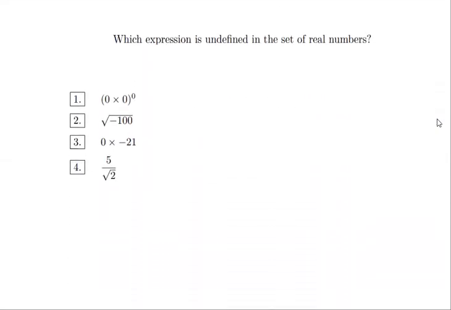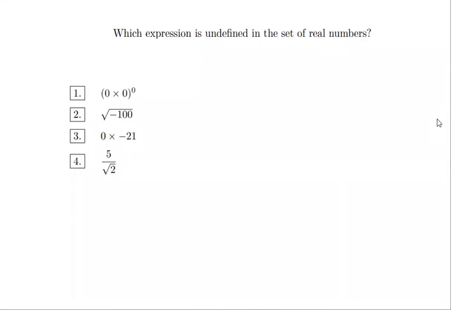Okay, and let's look at one last problem, and then I'll see you in the next video. So with this problem, this is defined because we're not dividing by 0 or taking the square root of a negative number. So it's defined within the set of real numbers. This here is defined within the set of real numbers. So 0 times -21 is defined. 5 divided by the square root of 2 is defined in the set of real numbers. And so you may have already guessed that this was the expression that was undefined because we're taking the square root of -100, and -100 is a negative number.